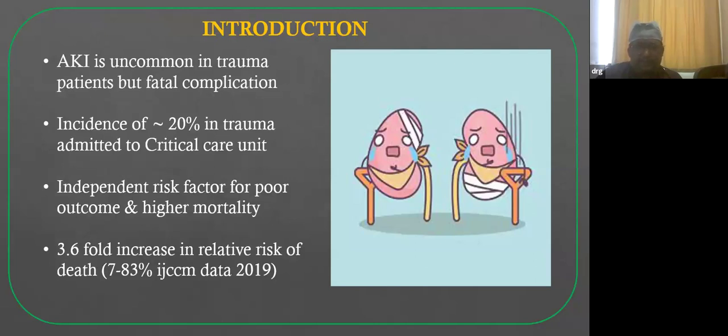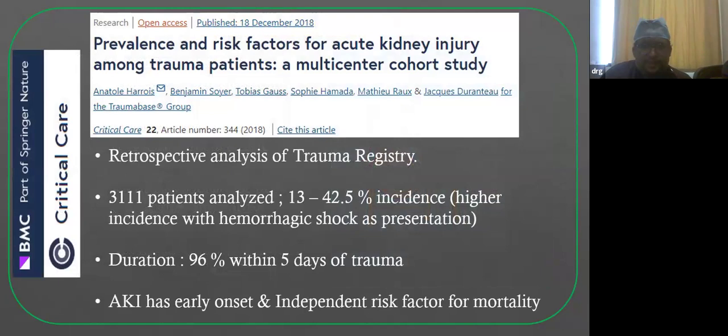The incidence in patients admitted to critical care with renal trauma is approximately 20%, and it has been studied that it is an independent risk factor for poor outcome and mortality. Acute kidney injury post trauma increases the relative risk of death by 3.6 fold. This is a retrospective study from the trauma registry, which shows that patients presenting with hemorrhagic shock post trauma develop AKI in the early phase, within 5 days of trauma, and that it is an independent risk factor for mortality.